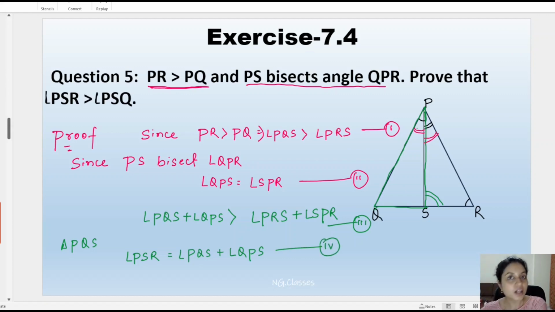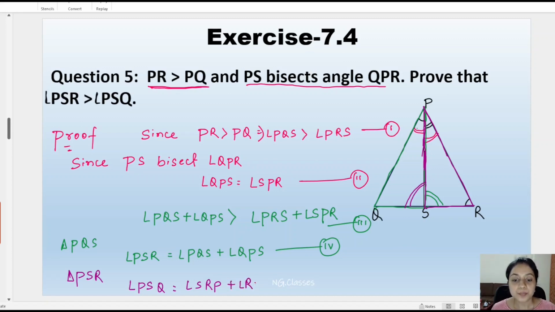Similarly, let's focus on the other triangle, that means triangle PSR, the purple triangle. Here we can see this angle, that means angle PSQ, works like an exterior angle. Again, we will apply the same theorem. That means exterior angle PSQ is equal to the sum of the other two interior angles, angle SRP plus angle RPS. This is equation number 5.